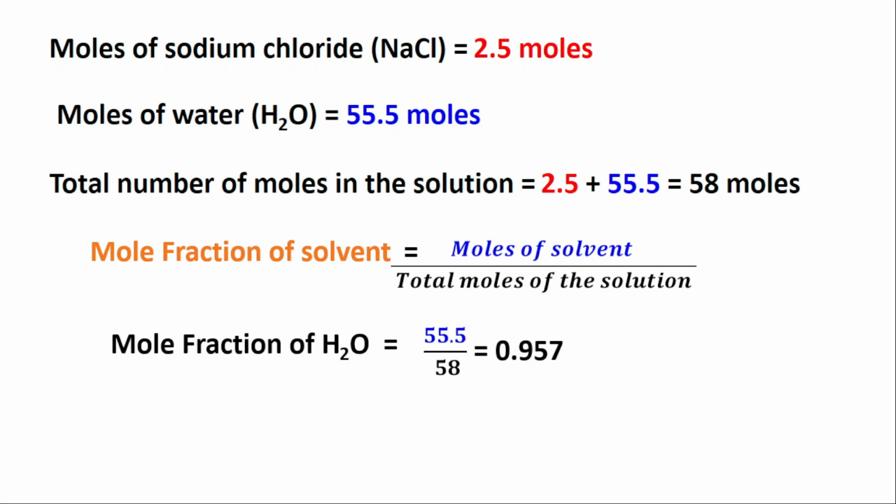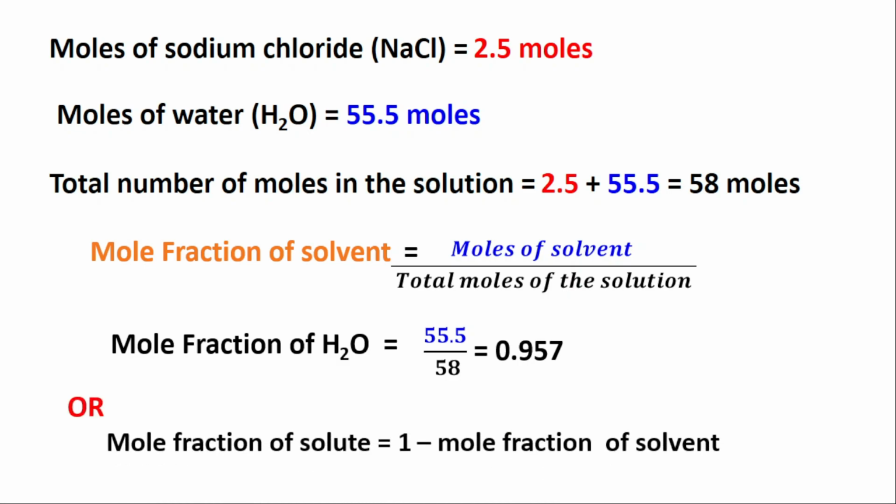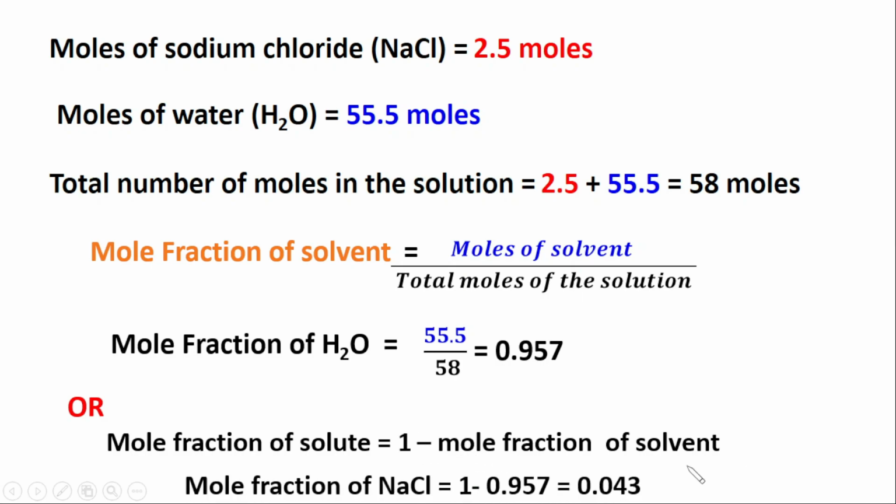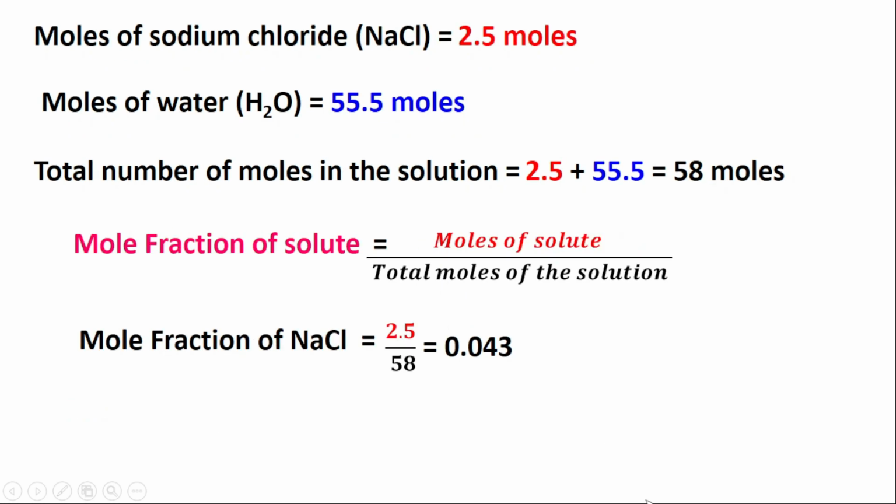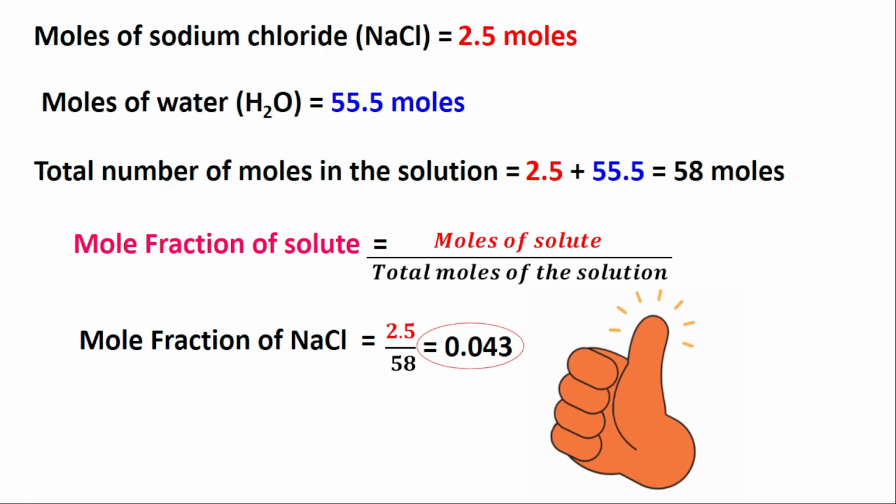Alternately, you can also find the mole fraction of solute from the mole fraction of solvent by applying the formula: mole fraction of solute is equal to 1 minus mole fraction of solvent. So subtracting 0.957 from 1 gives us 0.043, which is exactly equal to the mole fraction of NaCl determined previously. So that shows it's all good, and now you have learned how to convert molality into mole fraction.